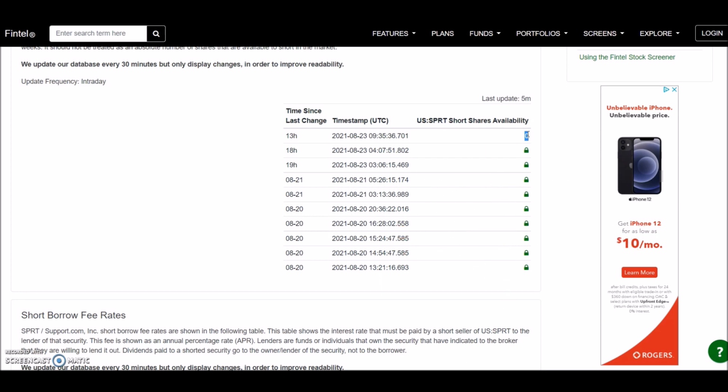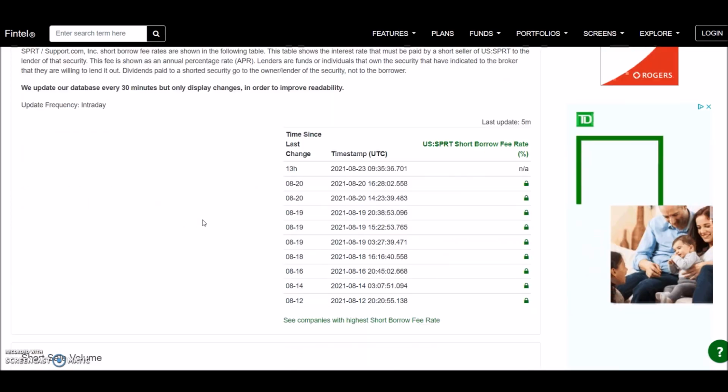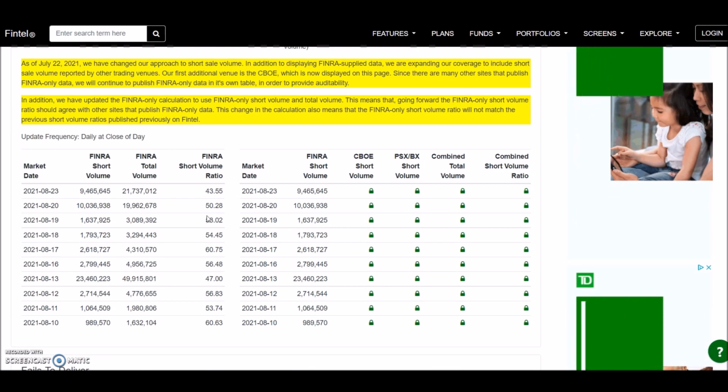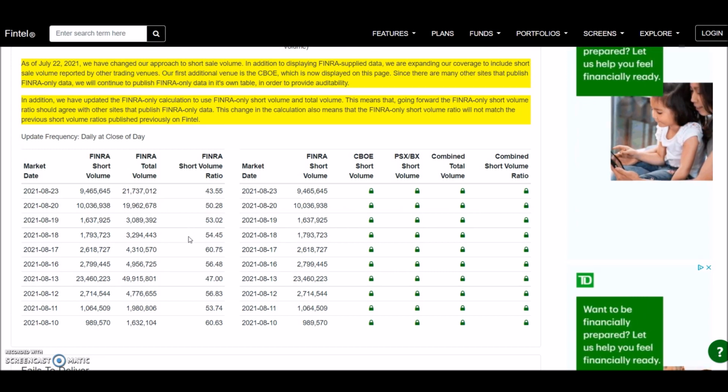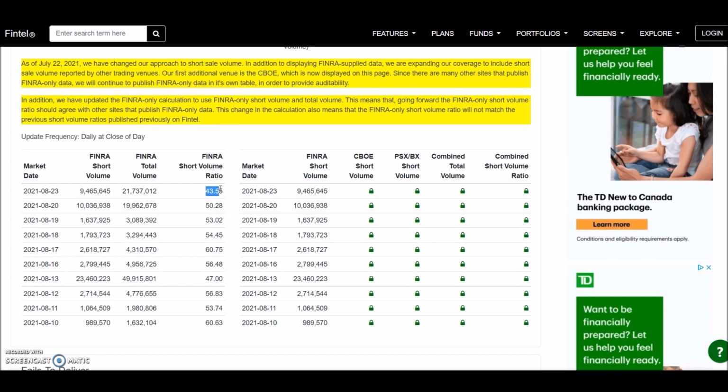So yesterday when I checked, there were some numbers here. Now all the shares are gone, right? Nothing is there to short. If you look at the daily activity on volume, you can see previously it was shorted like 50%, 60%, 50%. Even today it was shorted like 43%.